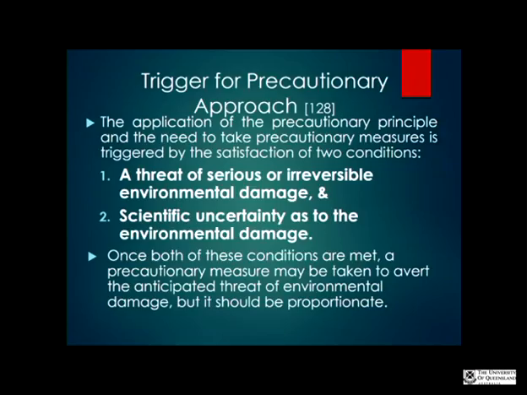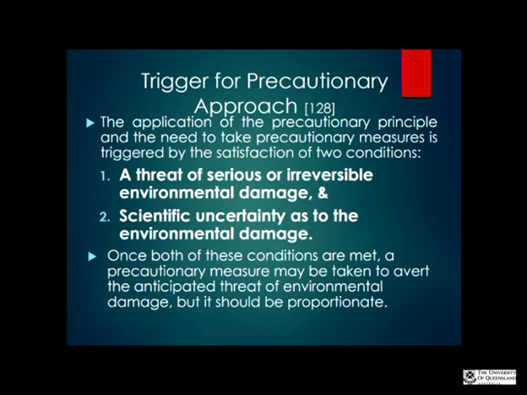We call them conditions precedent, but you just need to know that there are two conditions that have to be met for the precautionary principle to apply. First, there's got to be a threat of serious or irreversible environmental damage. And secondly, there has to be scientific uncertainty as to the environmental damage that will be caused. Okay? So you have to have both of those present before a decision maker can then take a precautionary approach. And so the precautionary approach might be to take measures to avoid that threat, and those measures have to be proportionate to the threat that they think is there.